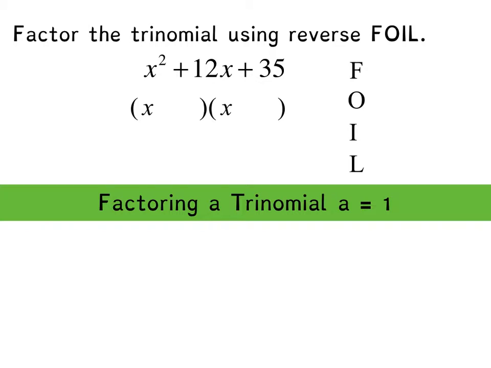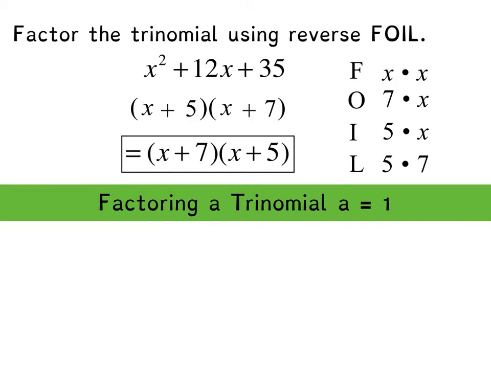And then I usually go to the last two. What times what equals 35? But which also adds together to equal 12. And then I want two plus signs, because in my trinomial I had all pluses. And then I'll check using FOIL or double distributive that this product makes sense. So x times x is x squared. The outside and the inside two terms are going to combine together to give me 12x, the middle term of my trinomial, and the last two terms will equal 35, so I know that I have factored this correctly in either order when you list the binomial factors.